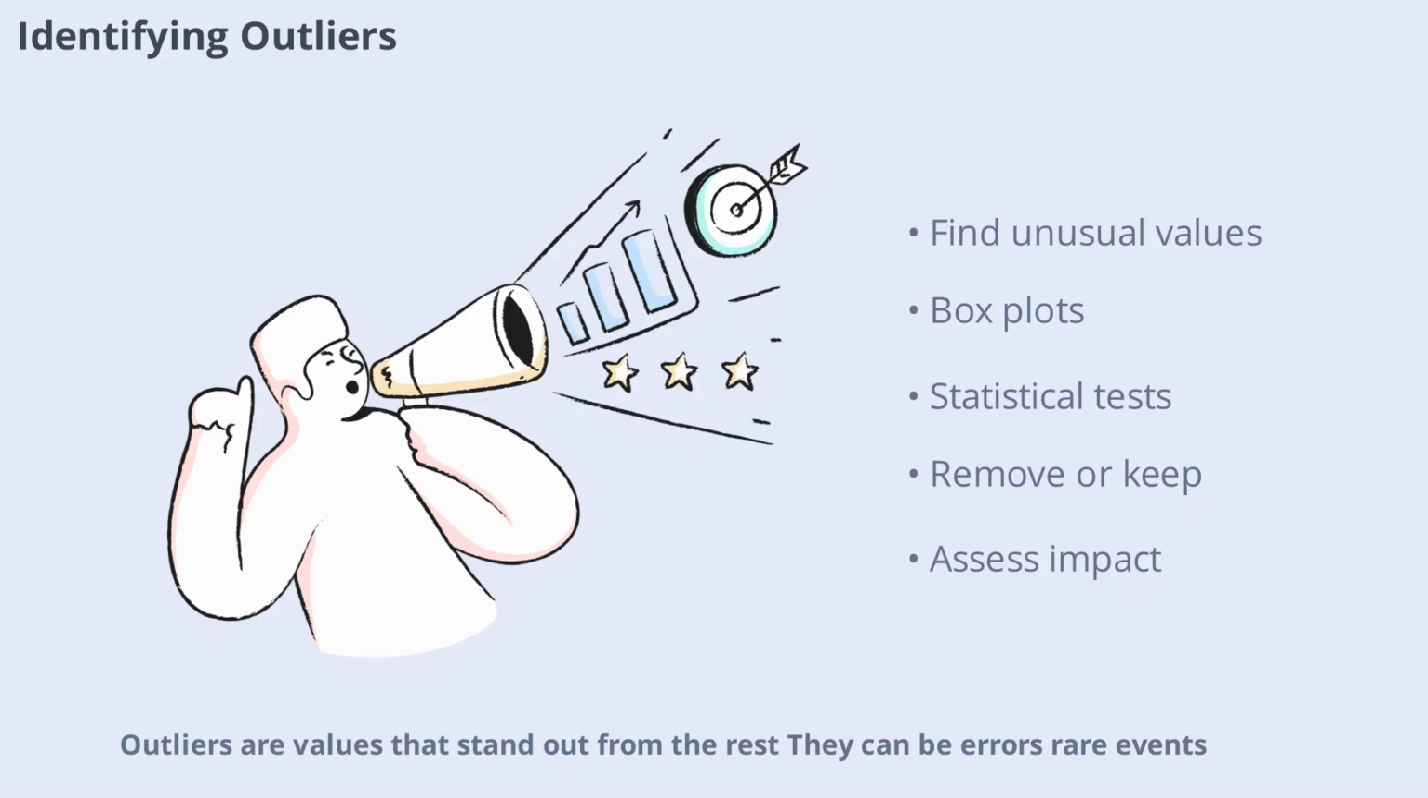Outliers are values that stand out from the rest. They can be errors, rare events, or important discoveries. EDA helps us identify outliers using visual tools like box plots and statistical tests. Once found, we decide whether to remove, correct, or keep them based on their impact.